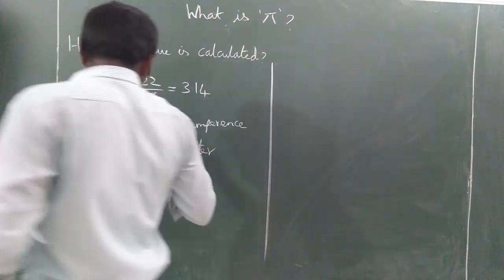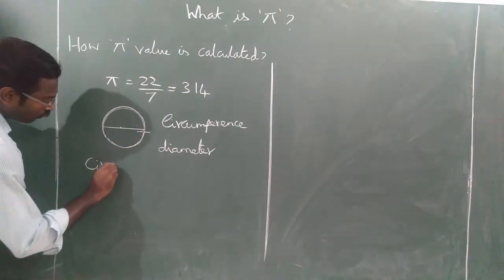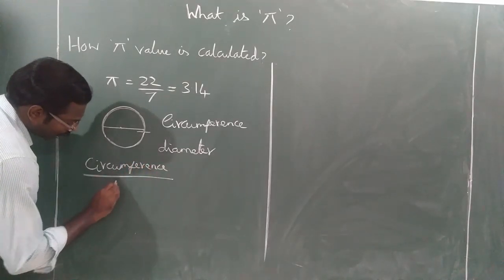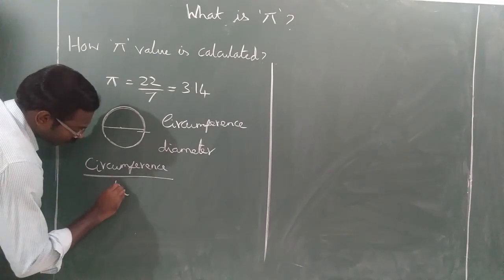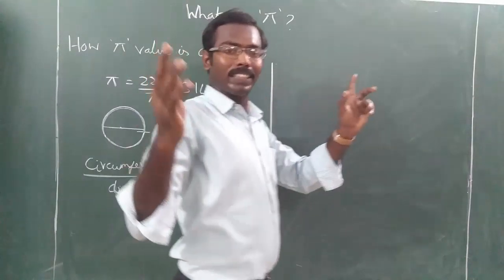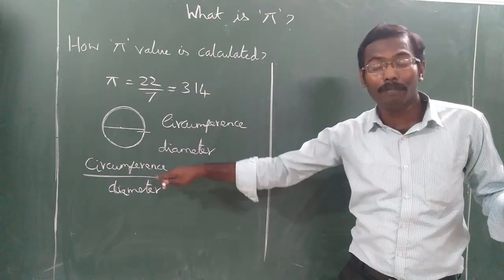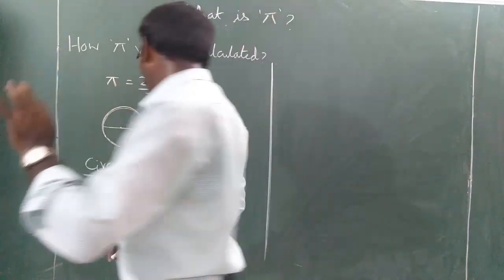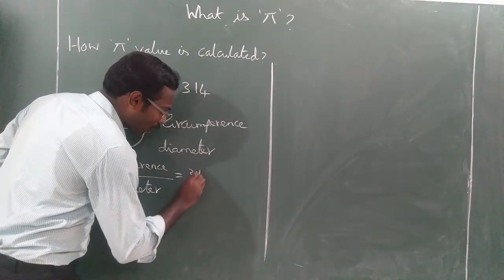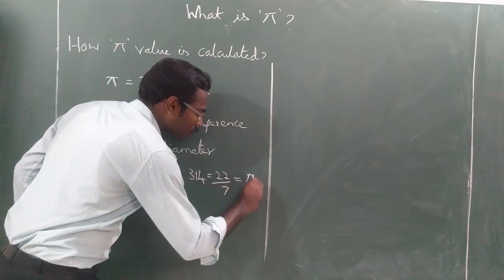So when you divide this circumference value by the diameter, that is circumference divided by diameter, for any circle, whether the small circle or big circle, you will always get a constant value. That value is equal to 3.14 approximately or equal to 22 by 7. That value is called as pi.